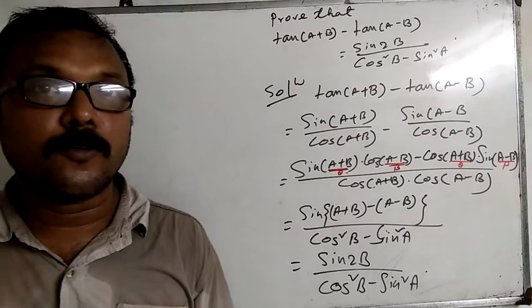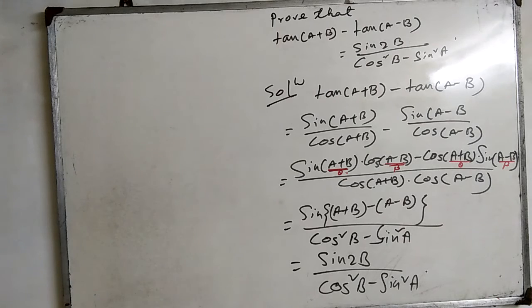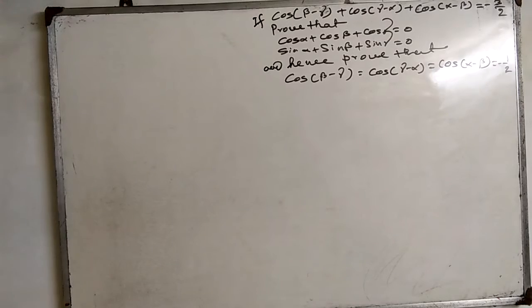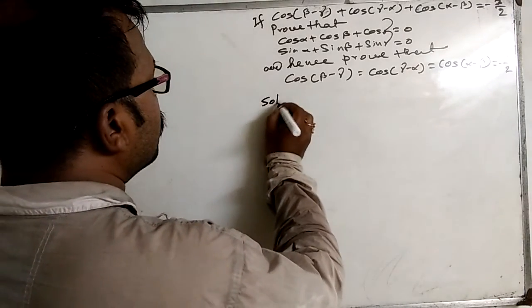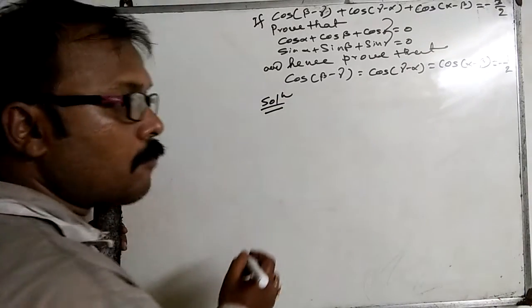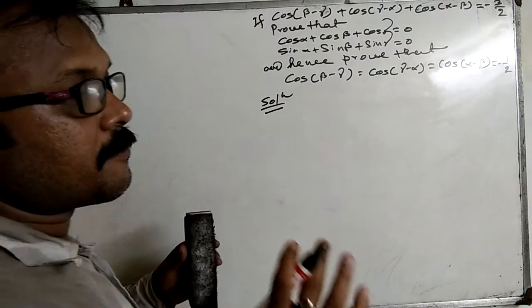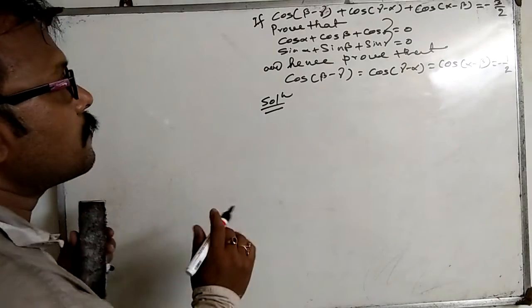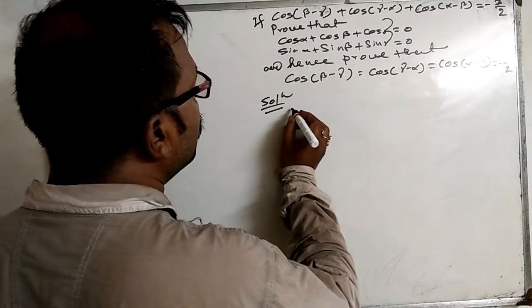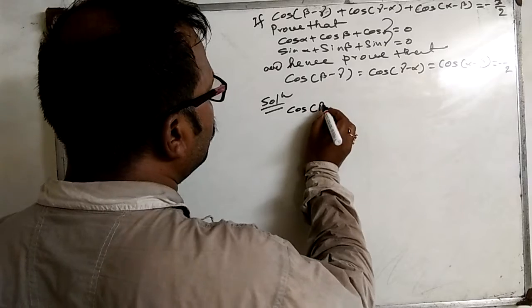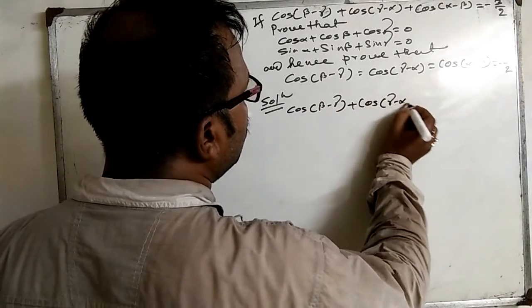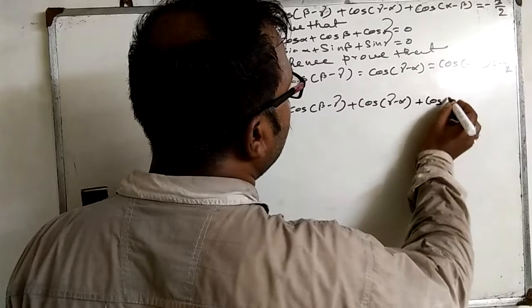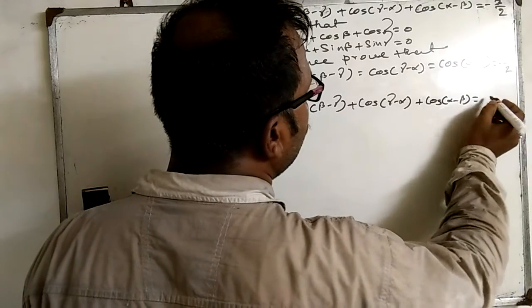Go to the next problem now. Very important problem. Now see, the solution is too long, so you understand deeply. I will start. Cos of beta minus gamma, plus cos of gamma minus alpha, plus cos of alpha minus beta equals minus 3 by 2.